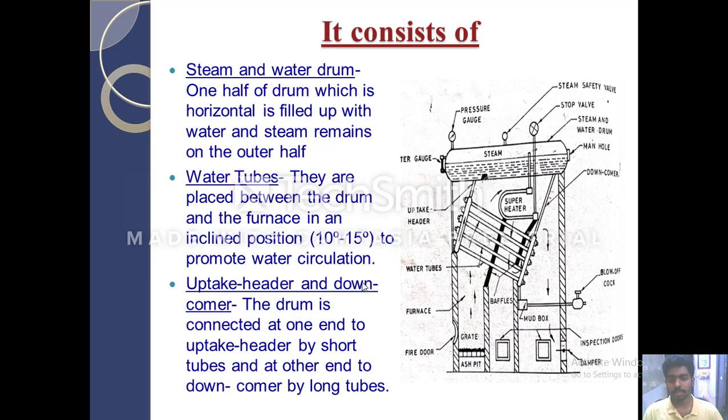Steam and water drum: one half of the drum, which is horizontal, is filled with water and steam remains in the other half. Water tubes: they are placed between the drum and furnace at an angle of 10 to 15 degrees to promote the water circulation. Uptake header and downcomer: the drum is connected at one end to the uptake header by short tubes and at the other end to the downcomer by long tubes.